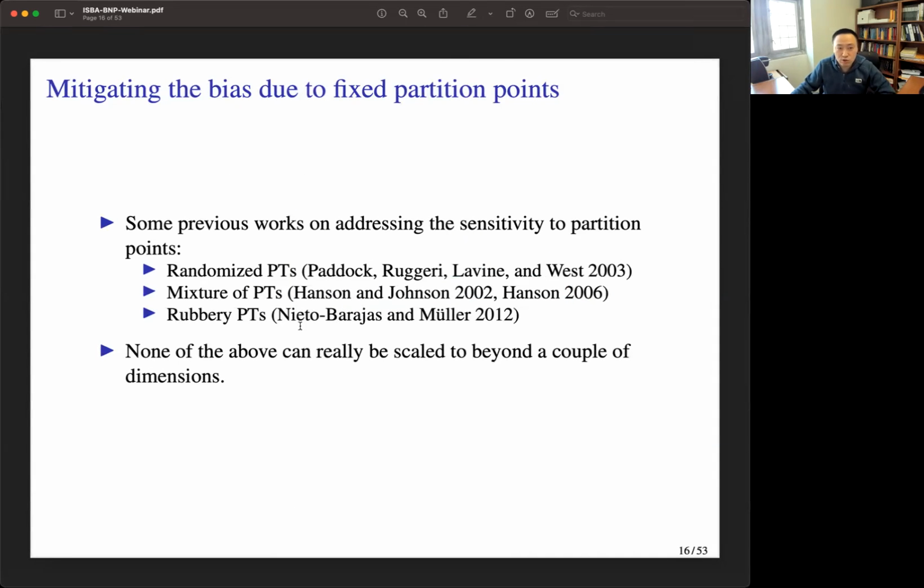Now, I'm not the first one to note the issue of bias introduced by having fixed partition points. In these earlier papers by Paddock and colleagues, and also these earlier papers by Hansen and Johnson, the idea is to introduce some hyperprior on those partition points so that you can average out, smooth out the jumpy nature along the partition points. So they are really hitting at the same issue I'm talking about, which is that you have to relax the partition grid construction.